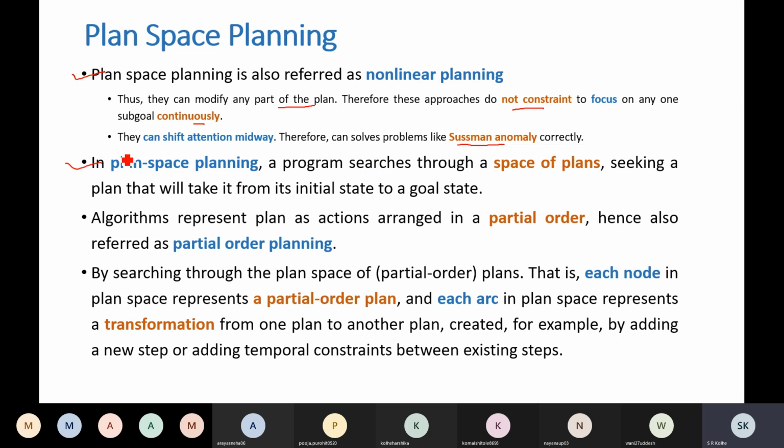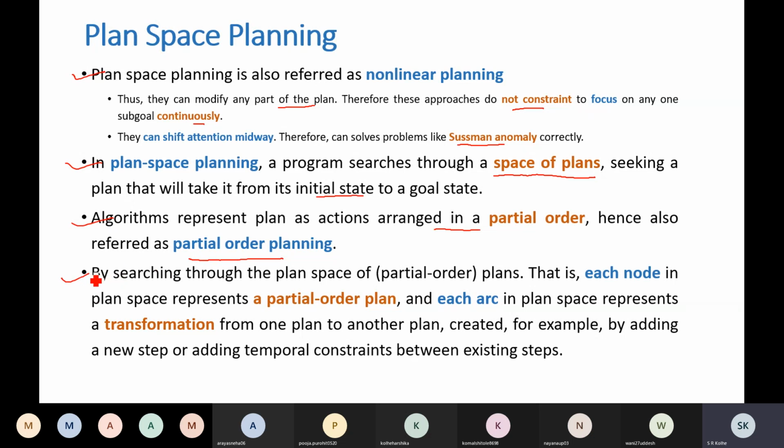So in plan space planning, the program searches through the space of plans, seeking a plan that will take it from the initial state to the goal state. Algorithms represent a plan as a set of actions arranged in partial order. Hence it is also referred to as partial order planning. Here we have a set of actions arranged in partial order. In goal stack planning, the set of actions was arranged in a totally ordered sequence. So that is the difference.